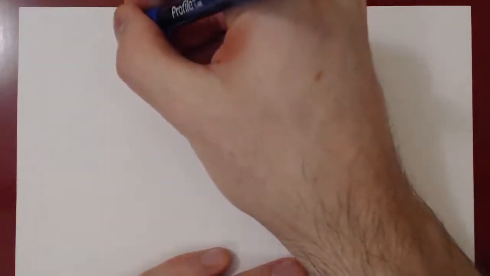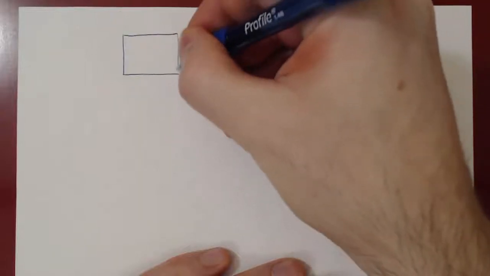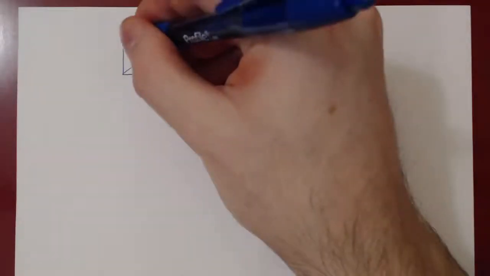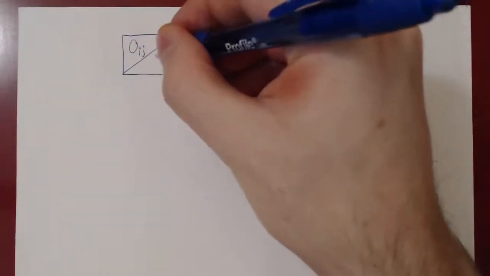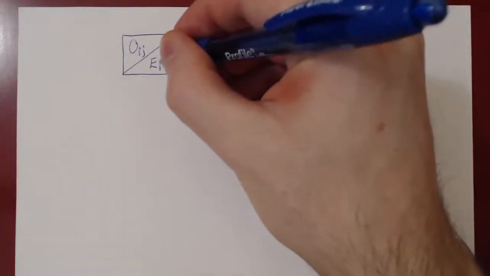The following argument will be a heuristic argument, just to give you a feeling for why the statistic makes sense. So let's go back to our single cell, and the argument will apply to every other cell of our table. If I give you the cell in row I, column J, we have the observed value, OIJ, and under H naught, the assumption of independence, we have the expected value, EIJ.